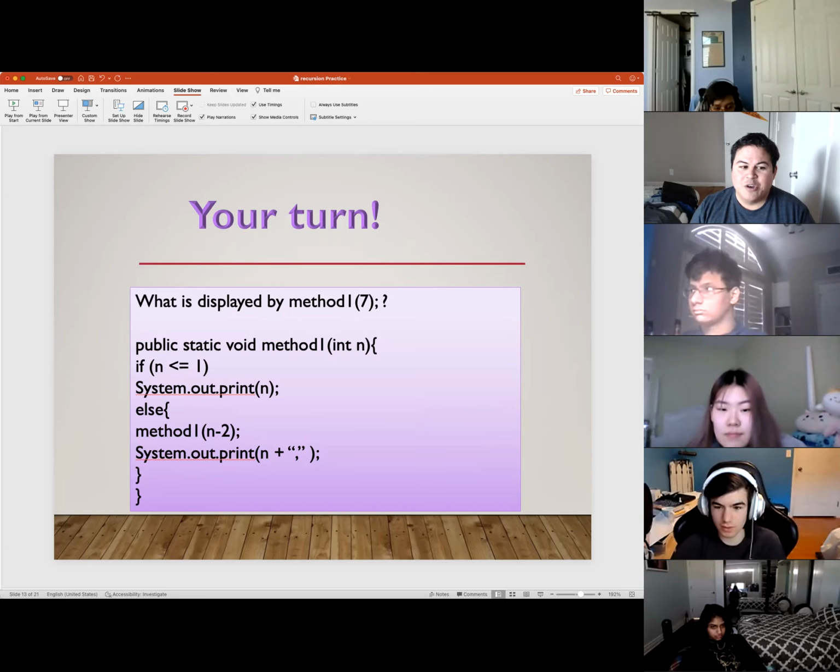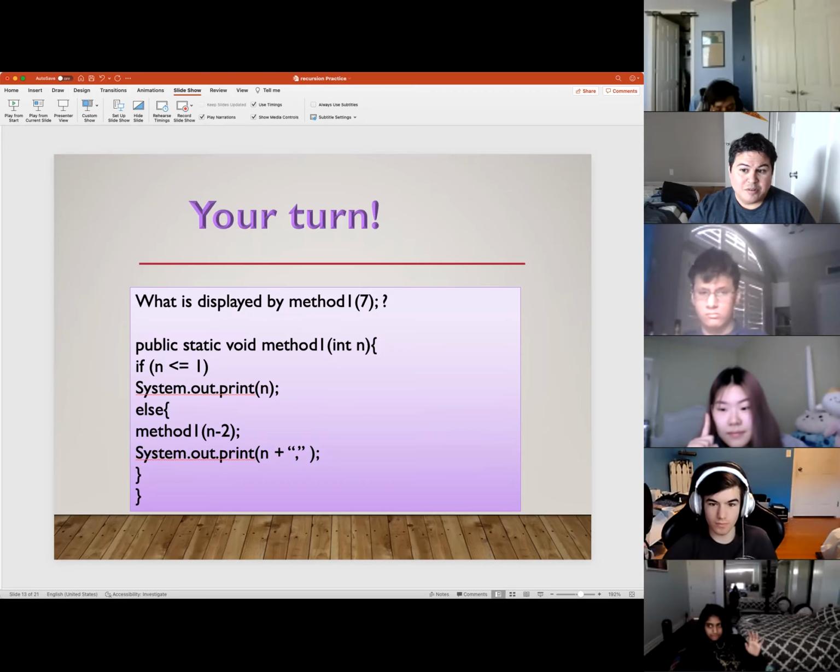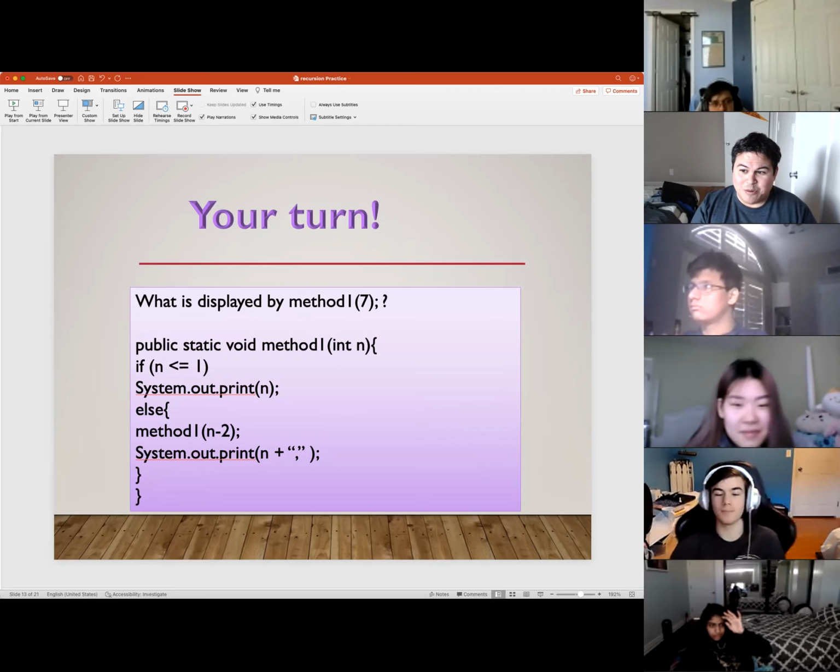This is a printing. We don't add these numbers together. It's just depending on what spits out. It would be 7, comma... Nope. LIFO. What's the last number that went in? Last in, first out.